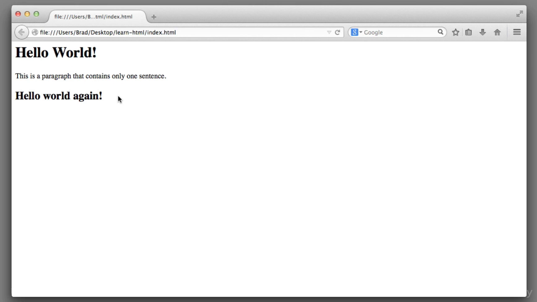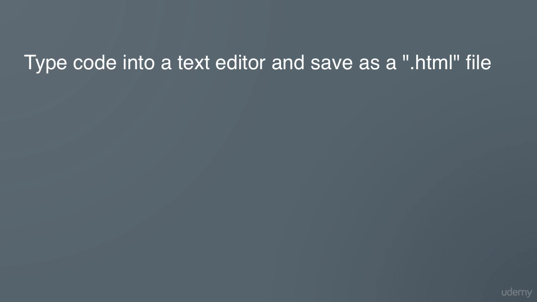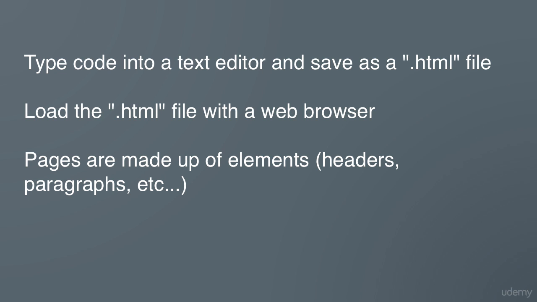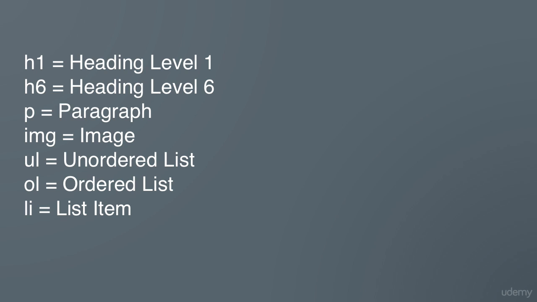Let's review what we've learned in this lesson. We've learned that we simply type code into a text editor and then save that file as an HTML file that our web browser can then load, and that's what creates a web page. We learned how to create an element. An element is simply a start tag, a bit of content, and then a closing tag. We learned that there are different element types at our disposal that we can use to give semantic meaning to our page's content.